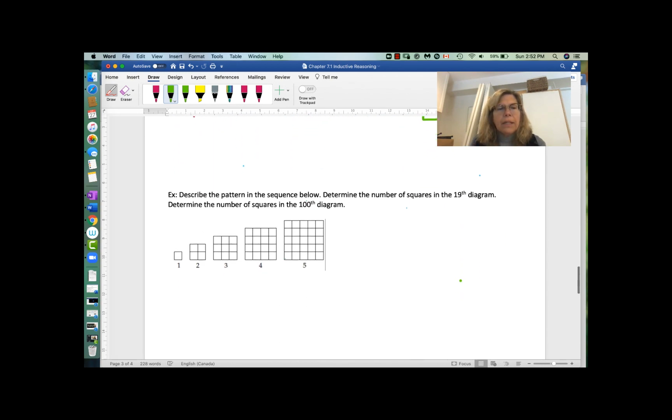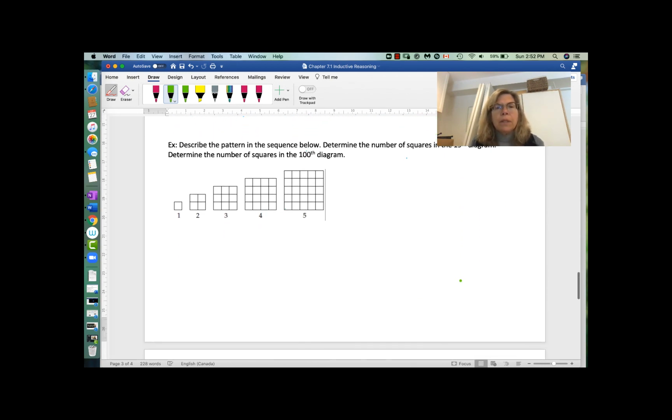Okay. The next one. Describe the pattern in the sequence below. Determine the number of squares in the 19th diagram. Determine the number of squares in the 100th diagram. So here, again, if we make a table of values. So this is the term, and this is the squares. So term 1, 2, 3, 4, 5. And term 1 has 1 square, and term 2 has 4, and term 3 has 9, and term 4 has 16, and term 5 has 25.